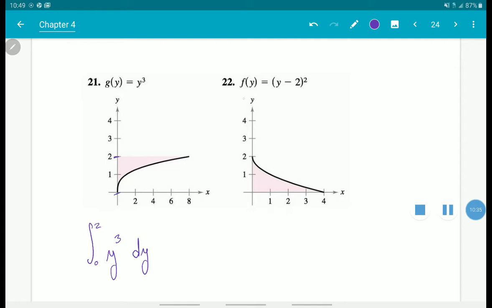If we look at this one, you have to think about how that function is written. That function is written as f of y equals. F of y is just a fancy way of saying x. So we would write our function as y minus 2 squared, or our equation. It's not necessarily a function. We're integrating with respect to y. And in this case, our y's go from 0 to 2.